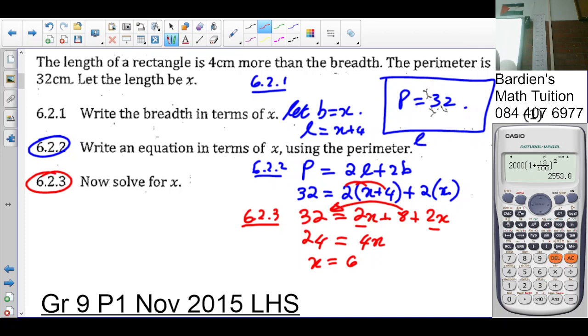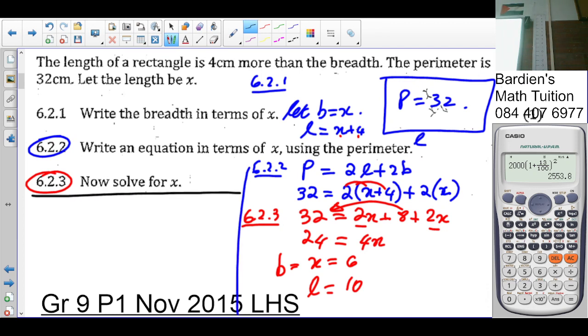So your breadth is 6 and your length would be 10, because 6 plus 4 is 10. Did you get 10 the other way around? So you said let the length be x, so your breadth is going to be x minus 4. Do you have that? What did you write?